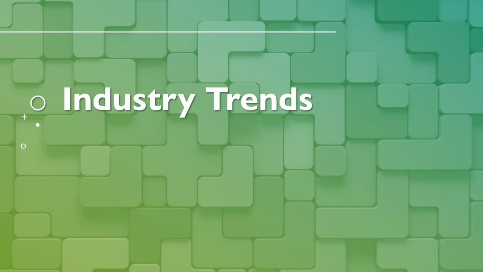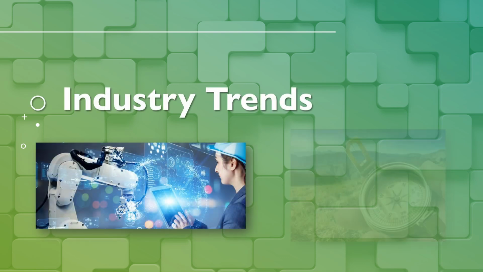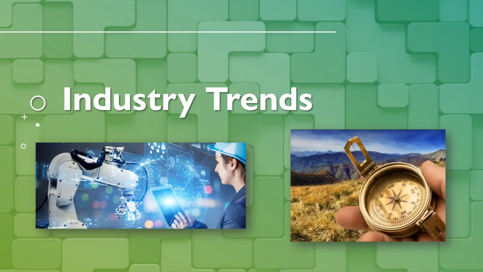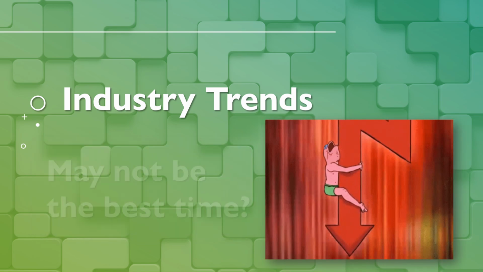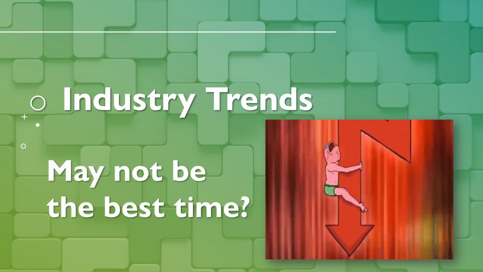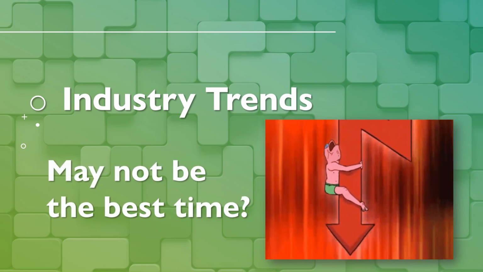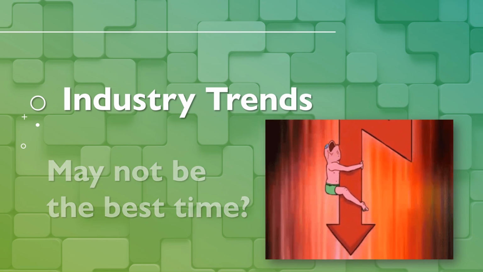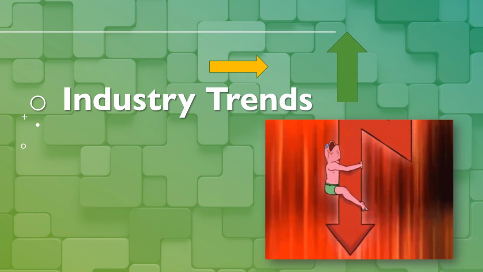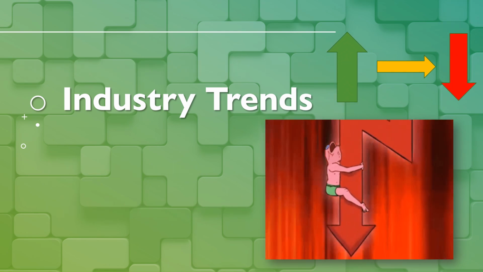Number 5. Industry trends. Investors should consider the broader industry trends and market conditions when analyzing a company. If the industry is experiencing a downturn, it may not be the best time to invest in a particular company within that industry. Also, make notice if the industry is growing, maturing, or even decreasing in size.